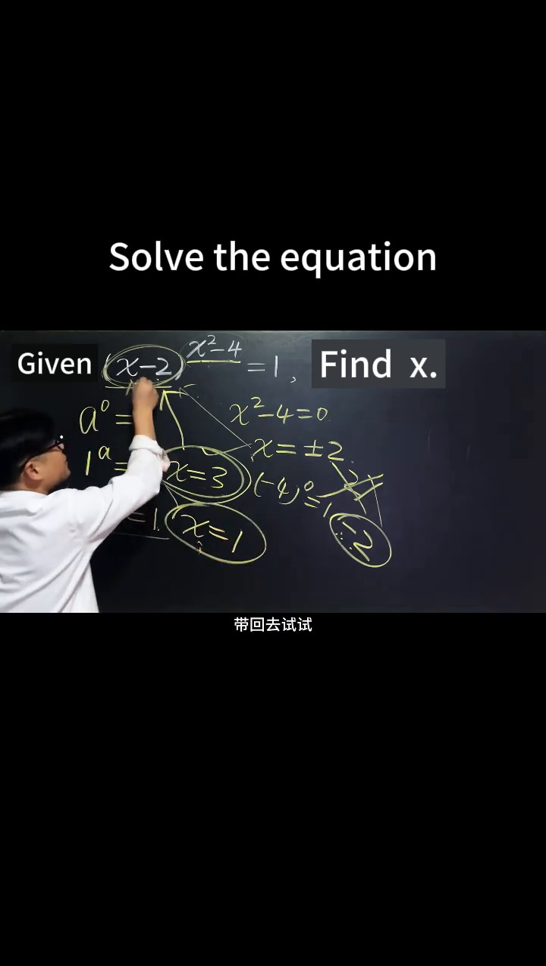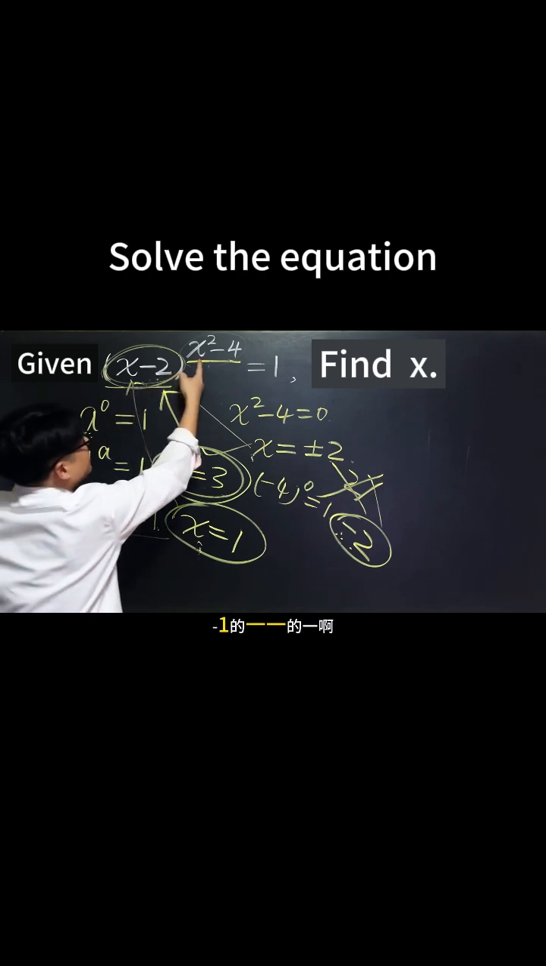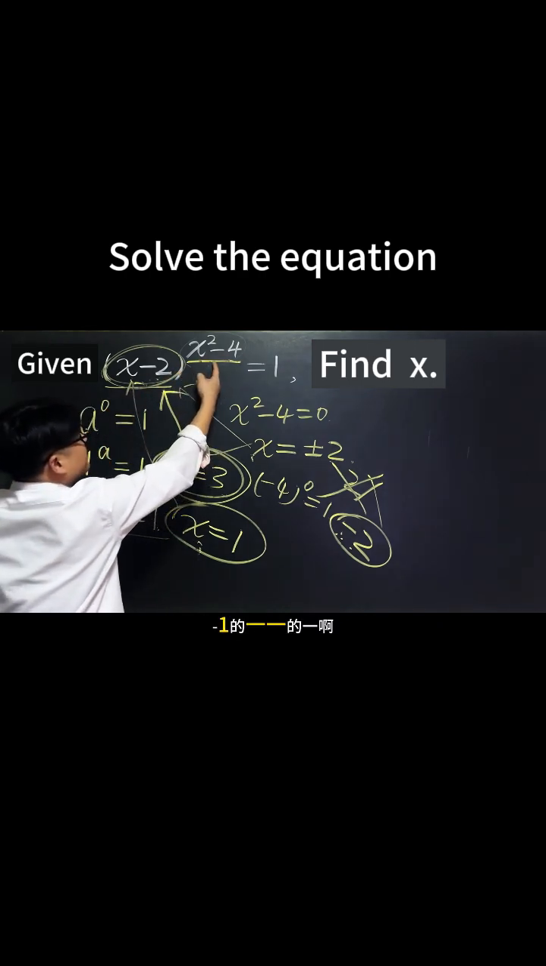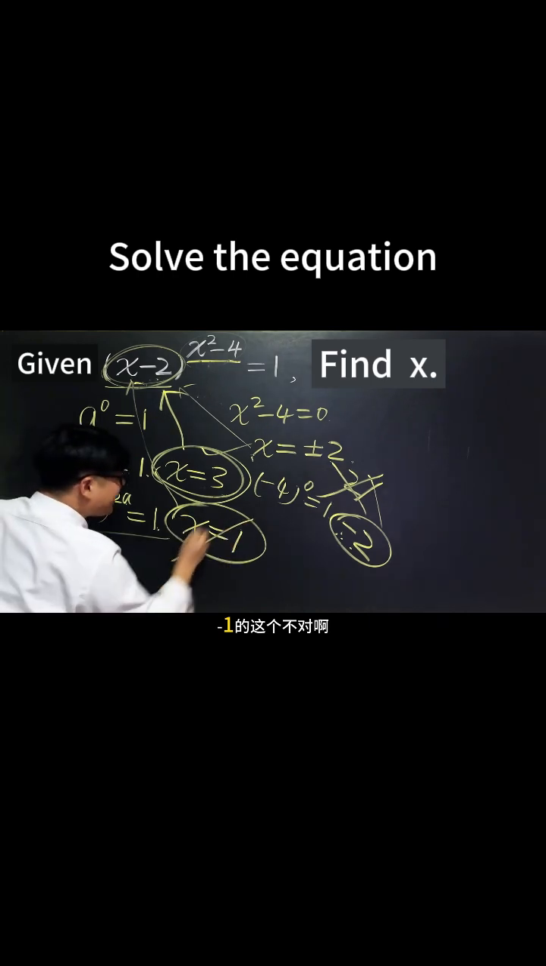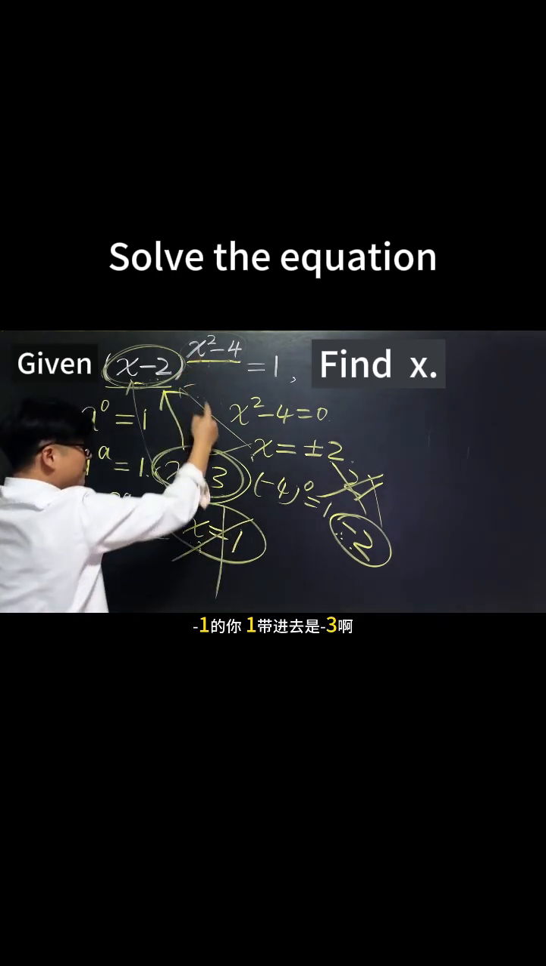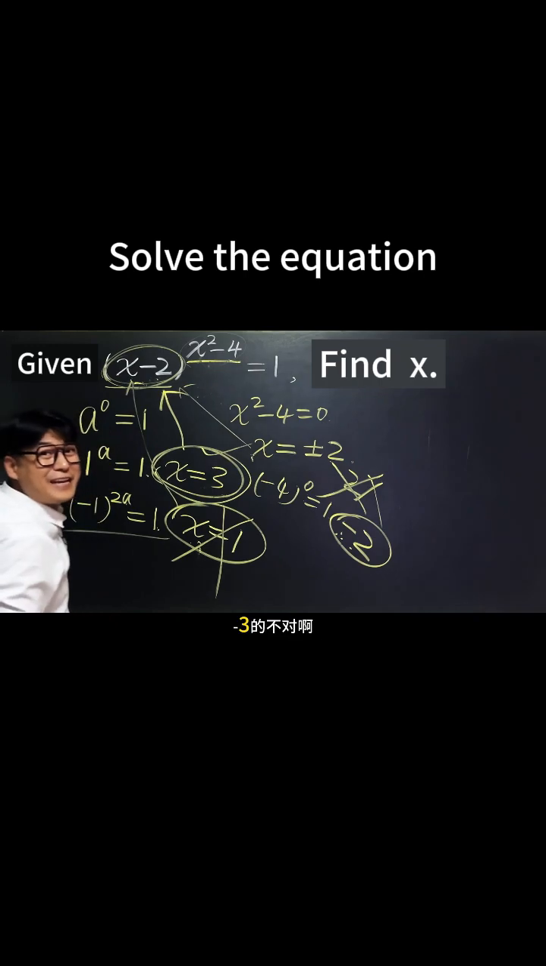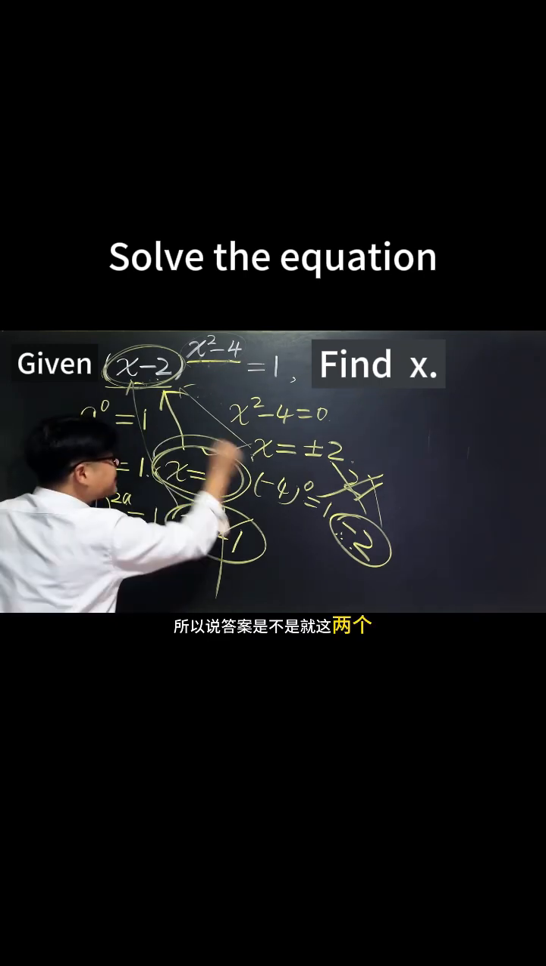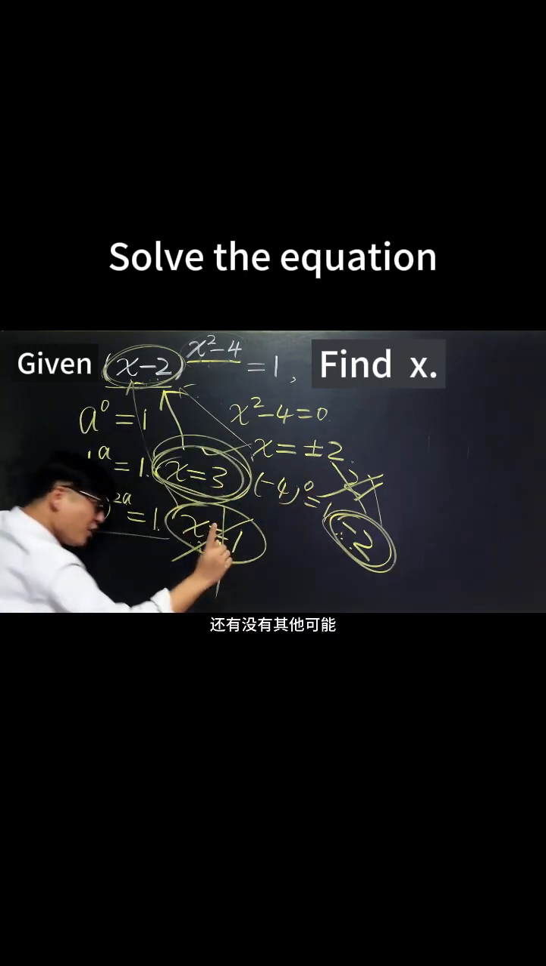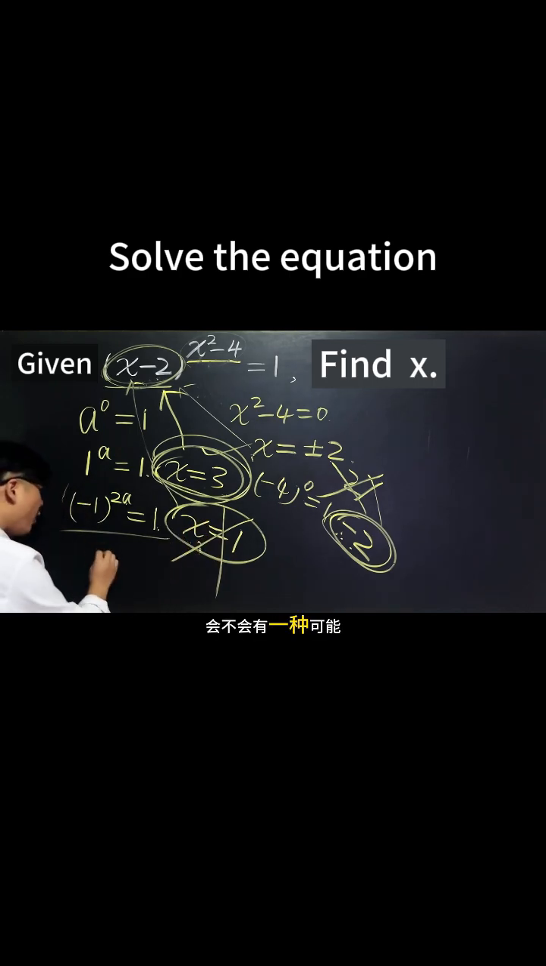Let's substitute x equals 1 back in and try it. Negative 1 substituted in, negative 1 to the power of negative 3. This doesn't work, it's negative 1. So are the answers just these two, or are there any other possibilities?